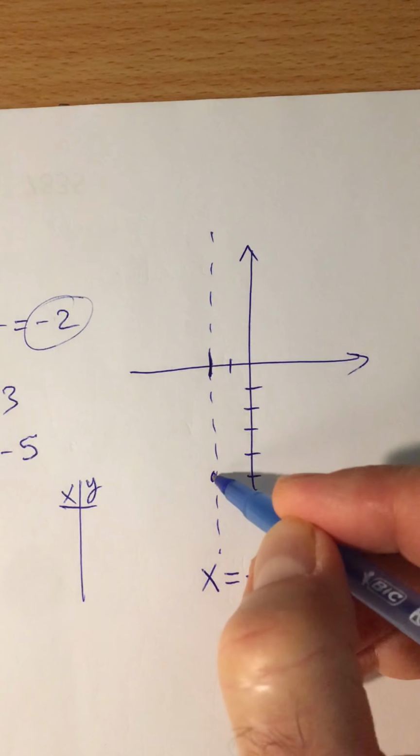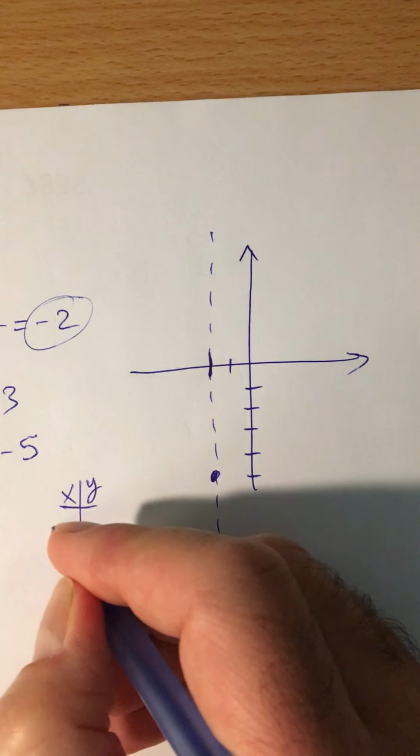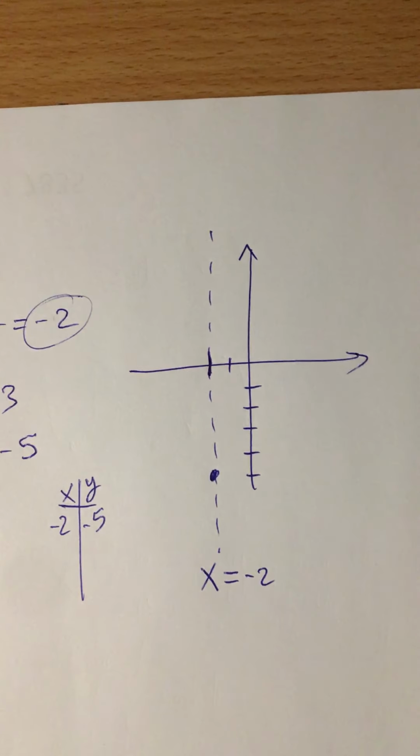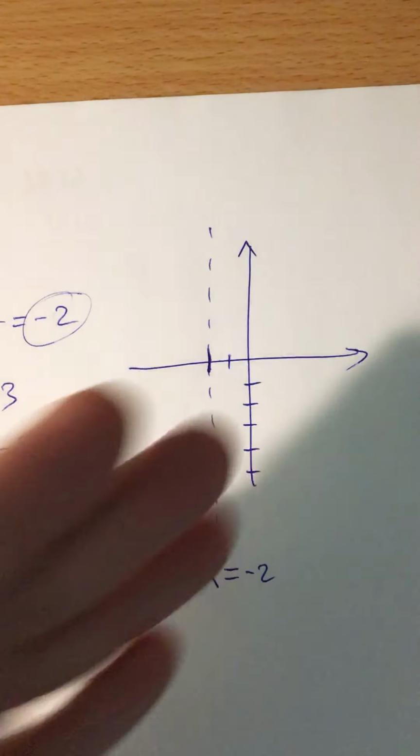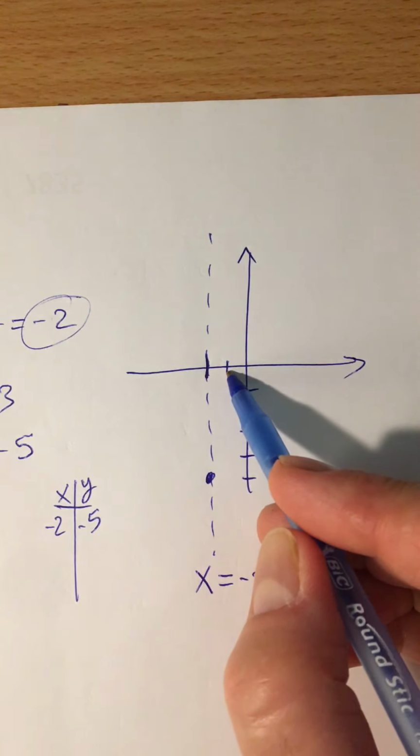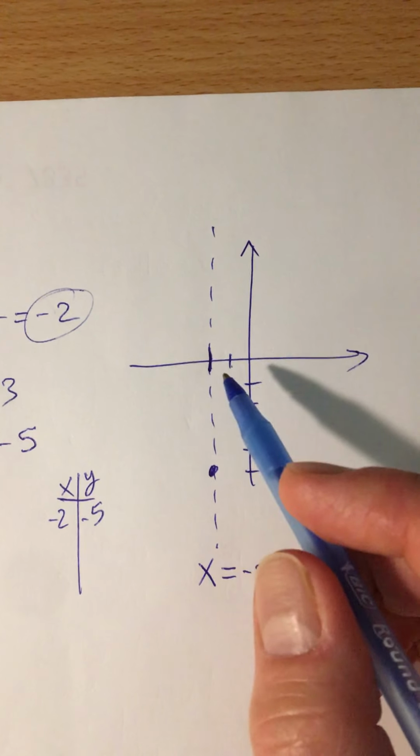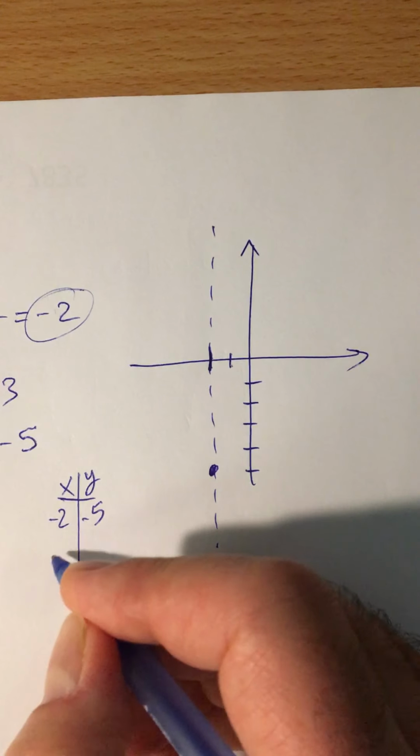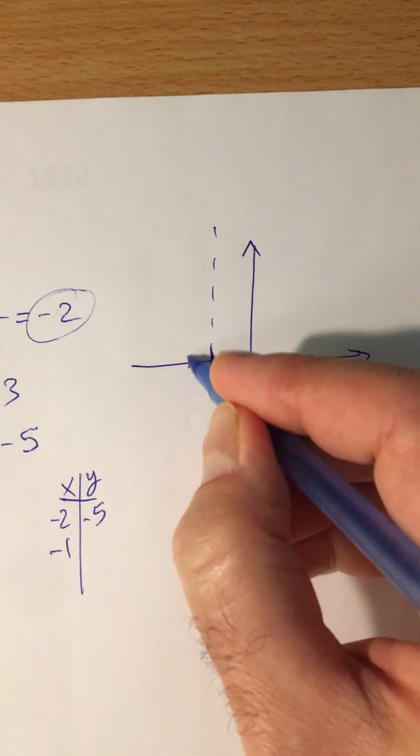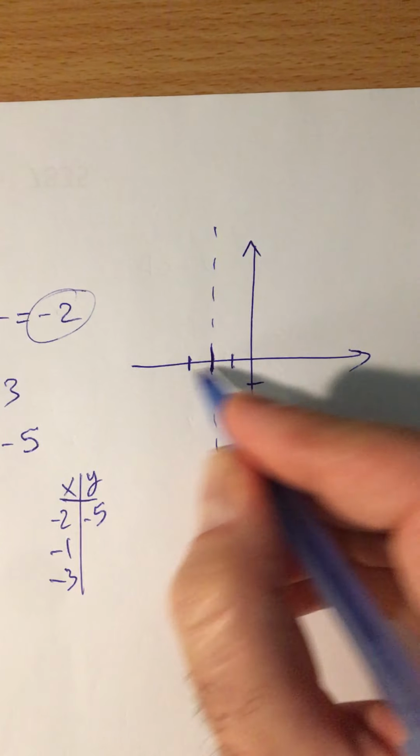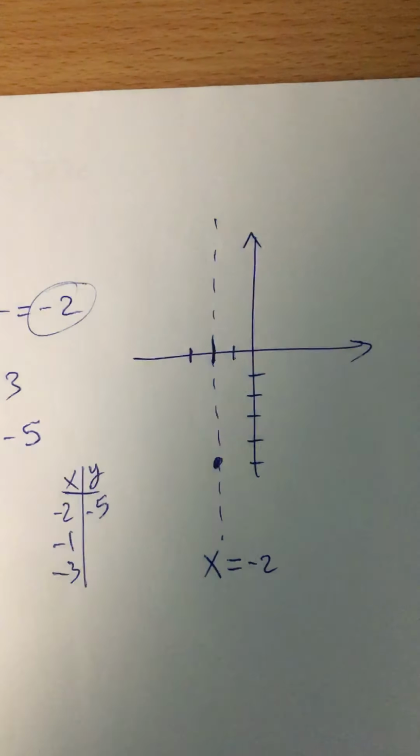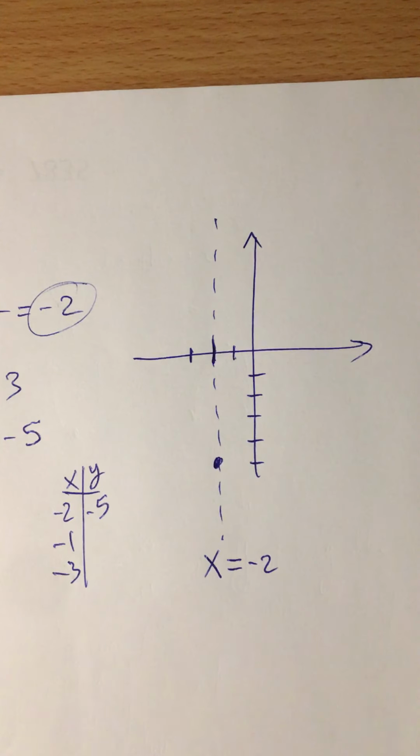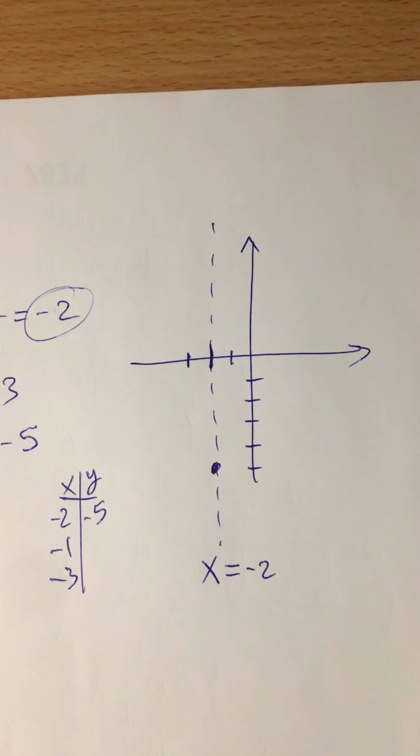We already have this point, which is my vertex. Now pick a point on the right side of the axis of symmetry, and pick a point on the left side. And I recommend you go the same distance in both directions. So let's pick negative 1, and then let's pick negative 3. That way, if you go the same distance, the y values are the same, because a parabola is symmetric.